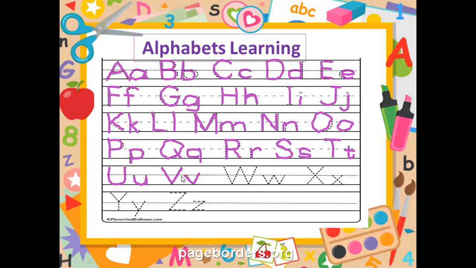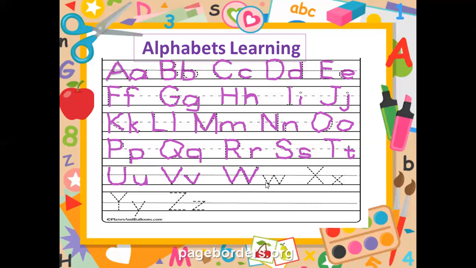U, V, W. How will you write W? A slanting line from top to the bottom, another slanting line in the opposite direction from bottom to the top, and then another slanting line from top to the bottom, and then another slanting line from bottom to the top. It will make your letter W.